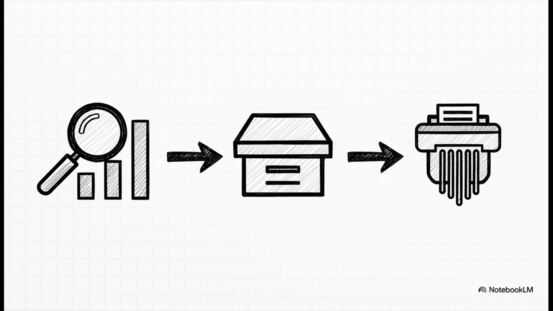And now the data gets to shine. The company can analyze it to find patterns, then archive it for long-term records once the project is over. And eventually, and this is so important, they securely destroy it. We're talking shredding paper files and using special software to completely erase the digital copies to protect everyone's private info.